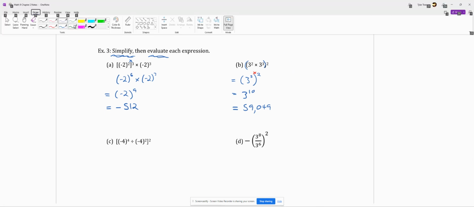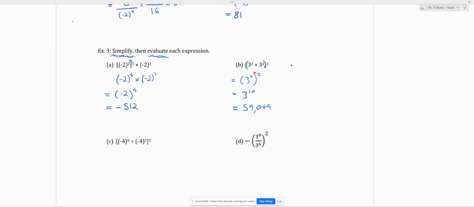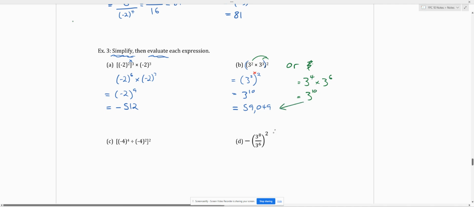Now, I'm just going to switch colors. I'm going to go to green because I could have multiplied this in, multiplying exponents, which would then give me, the brackets, sorry, would go away. So that would then give me 3 to the 2 times 2 is 4, times 3 to the 3 times 2 is 6. And then again, I would now add exponents this time second. So 4 plus 6 is 10, which is the exact same thing.